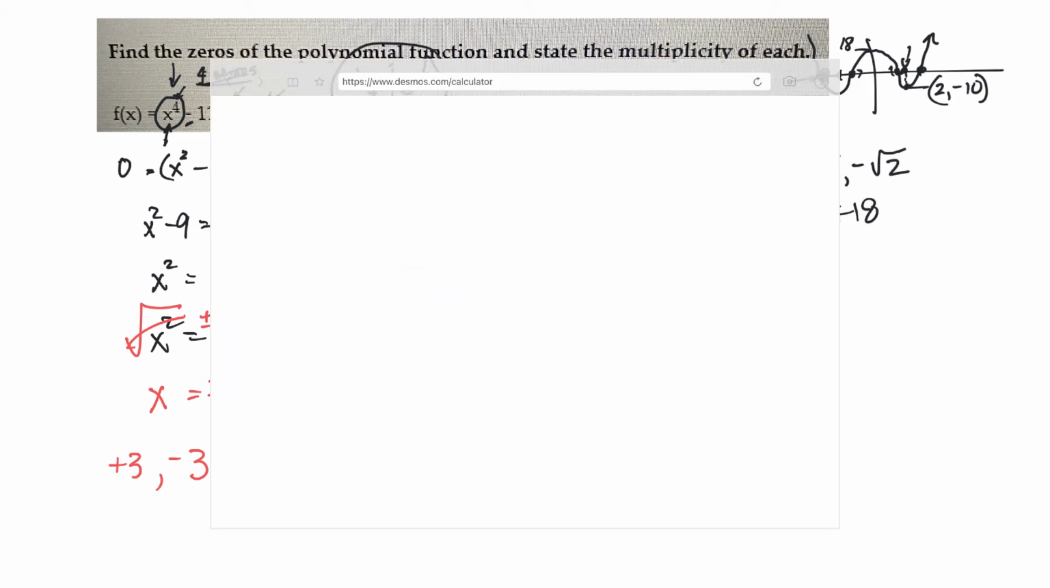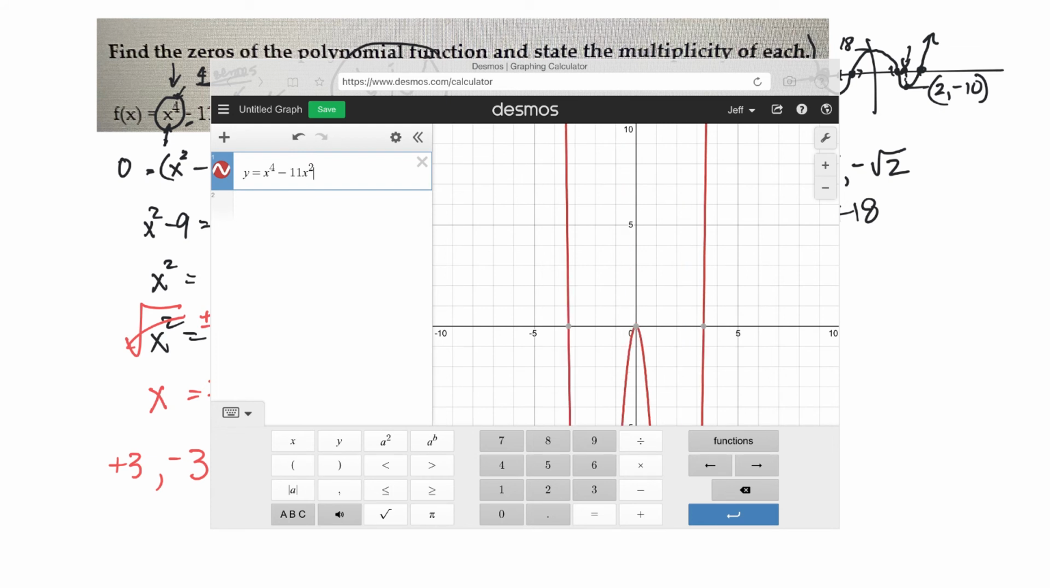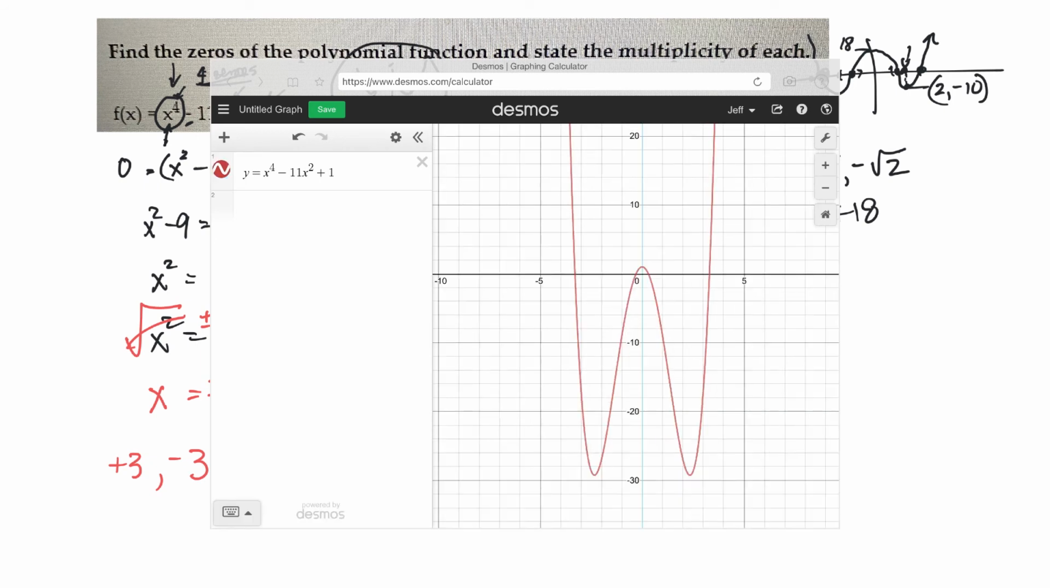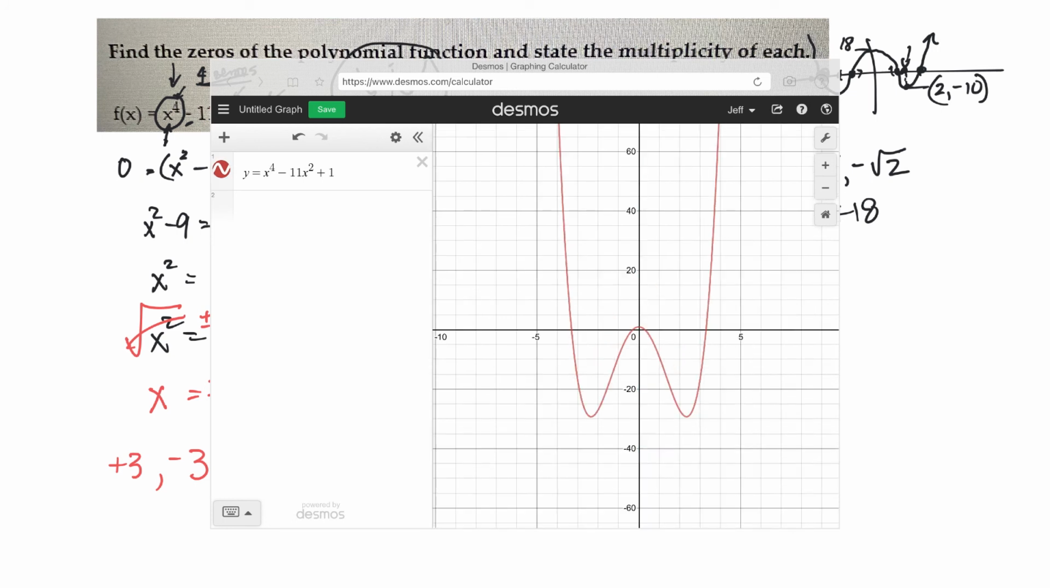Browser, graphing calculator, perfect. So I have y equals x to the fourth, there's a 4, go over, minus 11x squared, go over, plus 18. There we go. Okay, let me shrink this a little bit. So that's what our graph is going to look like.